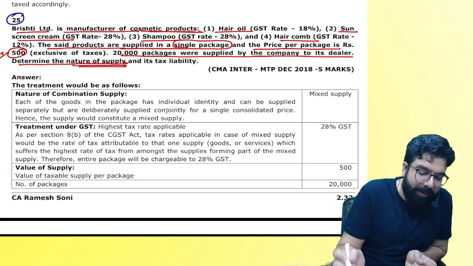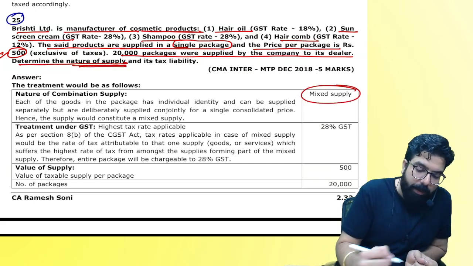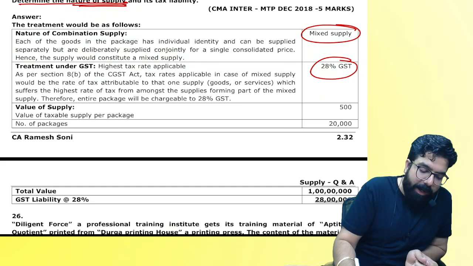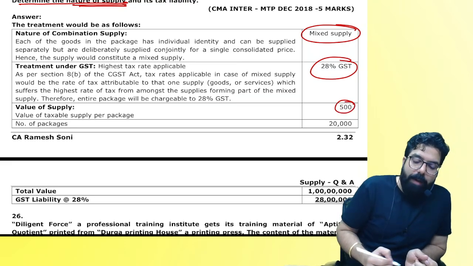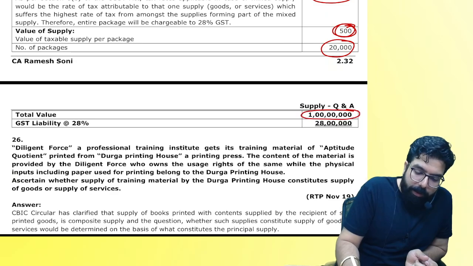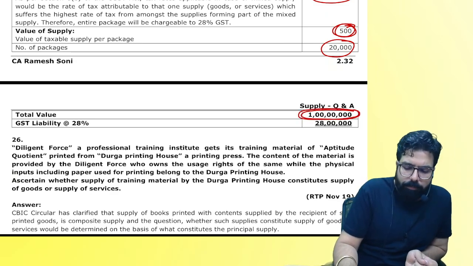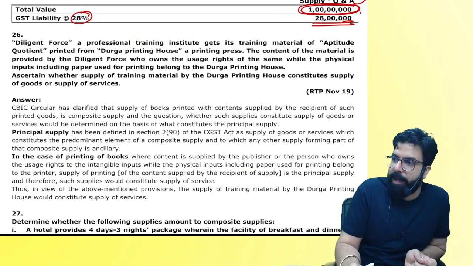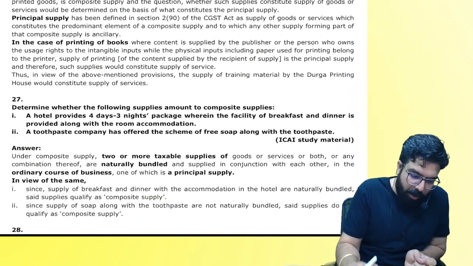People, tell me one thing. Is it composite or mixed? What rate will apply? 28%. Per package is 500. 20,000 into 500 is how much? 1 crore. On 1 crore, pay 28%, 28 lakh. Are we all clear? This one you will not do now. Okay.